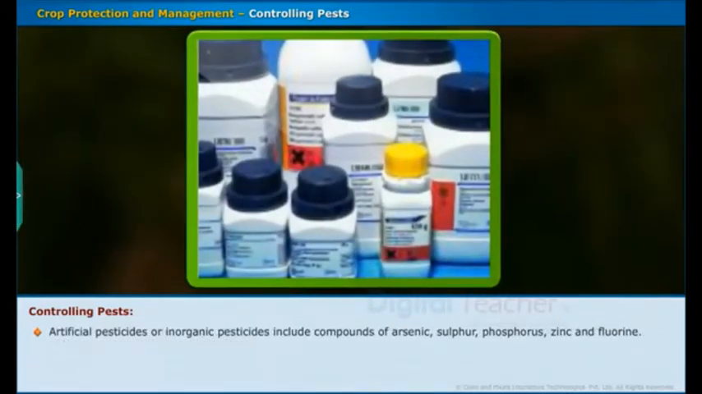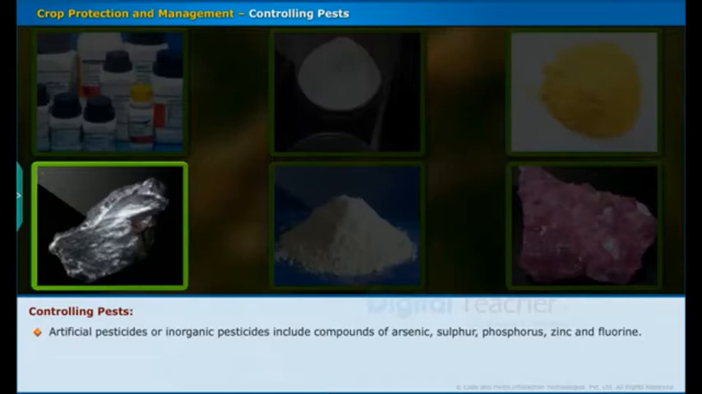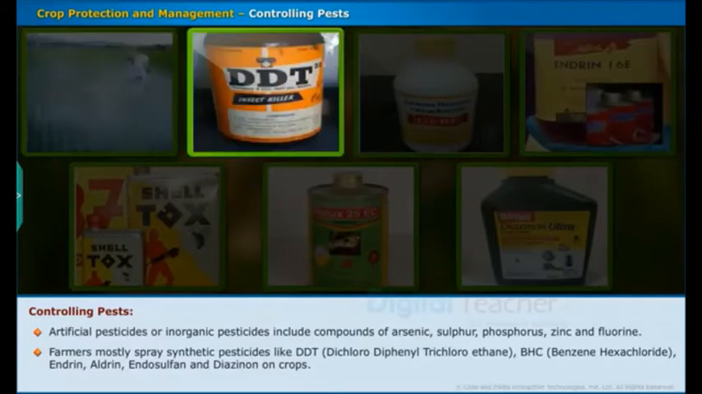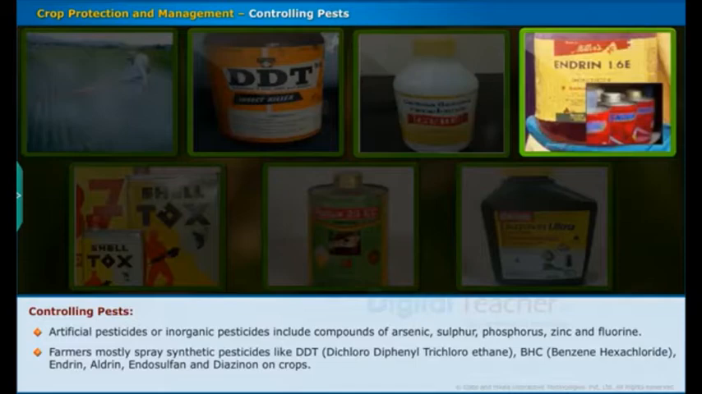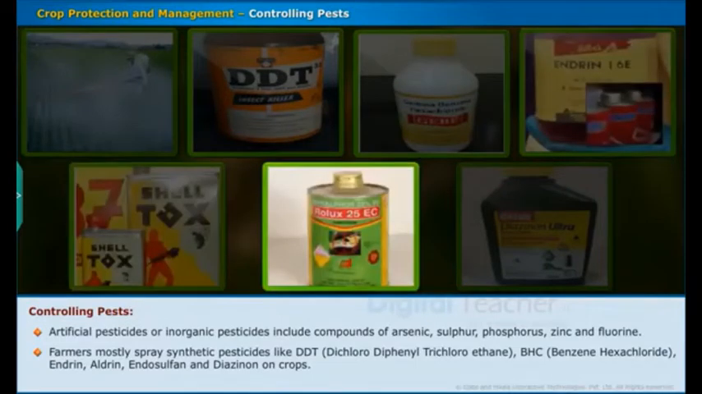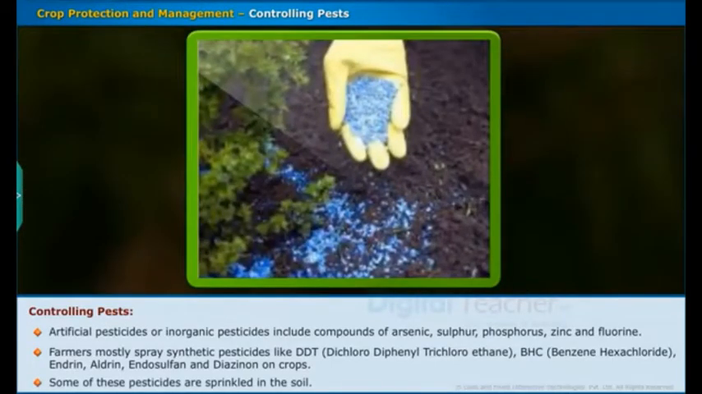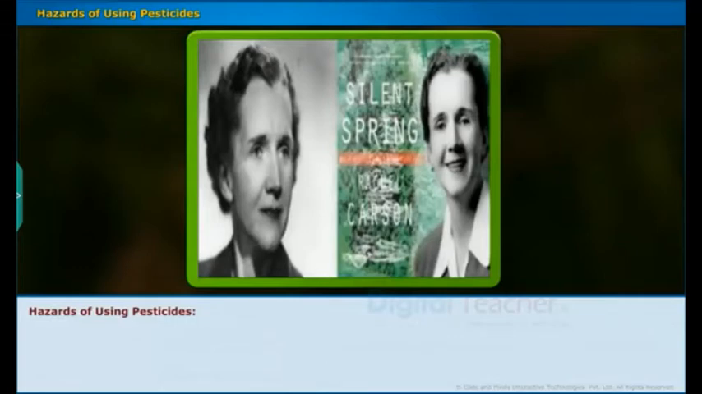Artificial pesticides or inorganic pesticides include compounds of arsenic, sulfur, phosphorus, zinc, and fluorine. Farmers mostly spray synthetic pesticides like DDT (dichloro diphenyl trichloroethane), BHC (benzene hexachloride), endrin, aldrin, endosulfan, and diazinon on crops. Some of these pesticides are sprinkled in the soil. Some of them act on specific species of pests, but most of them cause harm to other useful animals. Let us study the hazards of using pesticides.